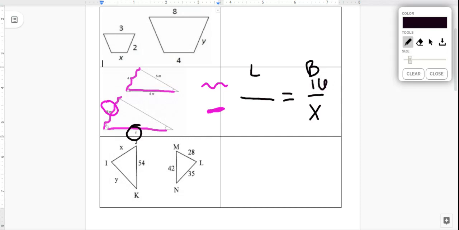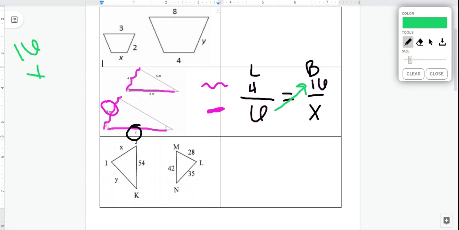So let's move to our little shape. What's the pink squiggle on my little shape? 4. And the pink straight on my little shape is 6. Remember when we're solving proportions, you always multiply across. So I'm going to multiply 6 times 16. I will do this with you.